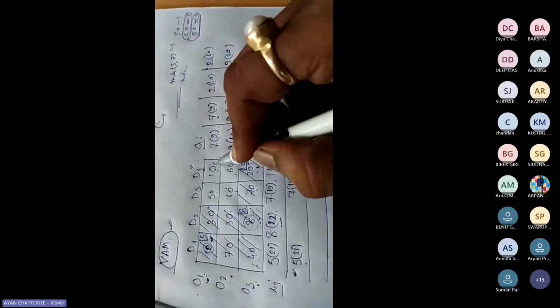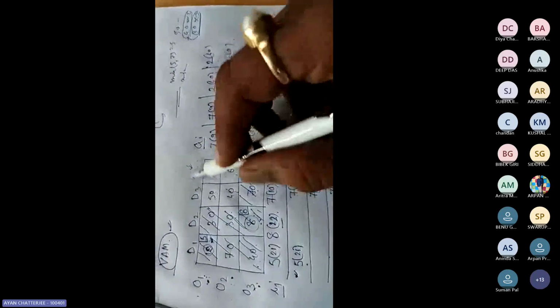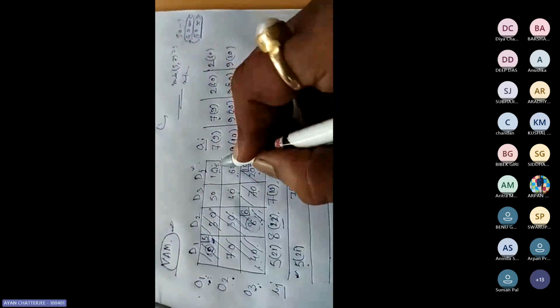But before sending it to 10, that means what? The demand at D4 is 4 units. But look at that factory which is going to provide the amount. It can provide 2 units, right? It can provide only 2 units.